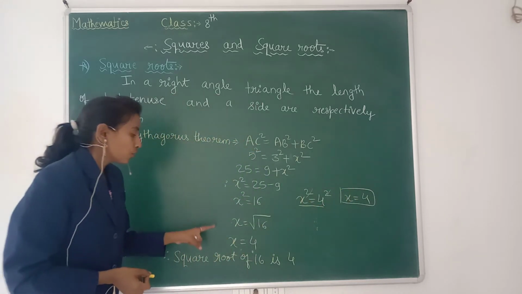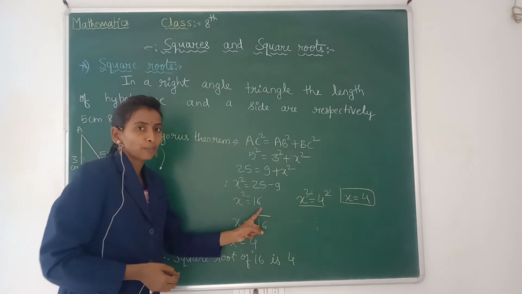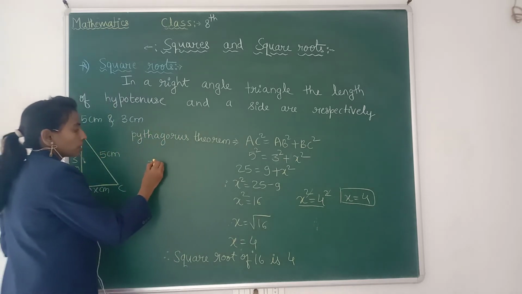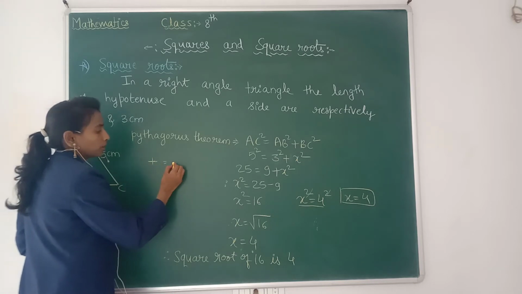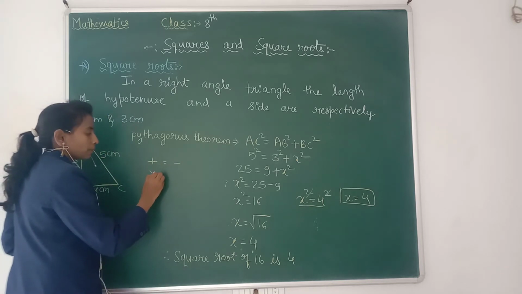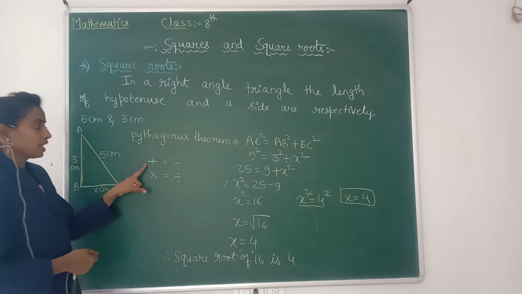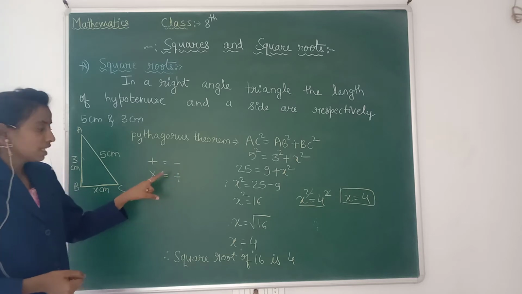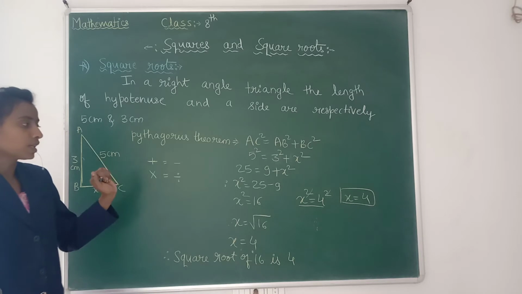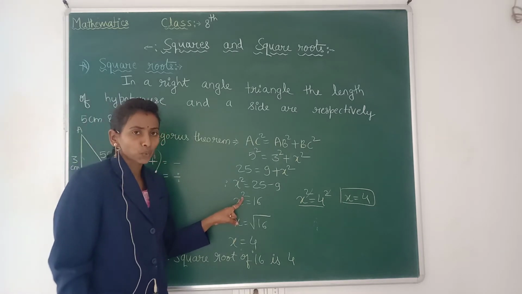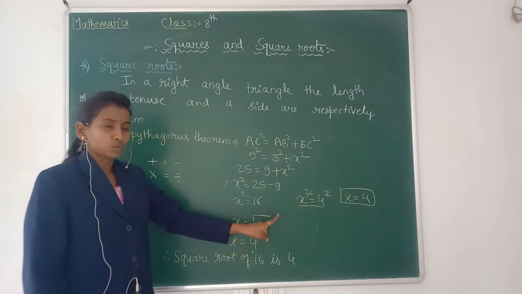Now to find the square root, we have x square is equal to 16. In operations, the opposite of plus becomes minus and the opposite of multiplication becomes division. So plus opposite will be minus, multiplication opposite will be division. Like that, here we have a square. So the opposite of square will be square root.